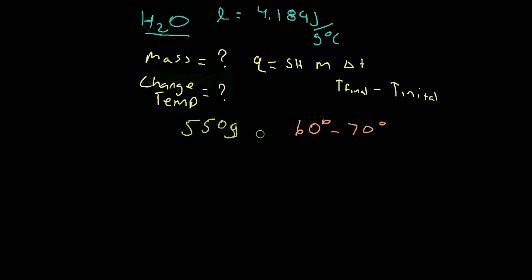How much heat did I put into that beaker, into this little beaker of water right here? How much energy did I put in to make it rise from 60 to 70 degrees Celsius? Maybe specify here, Celsius. All right, so we're going to use this formula, and we're just going to plug and chug at this point, right? So I know the specific heat is 4.184.